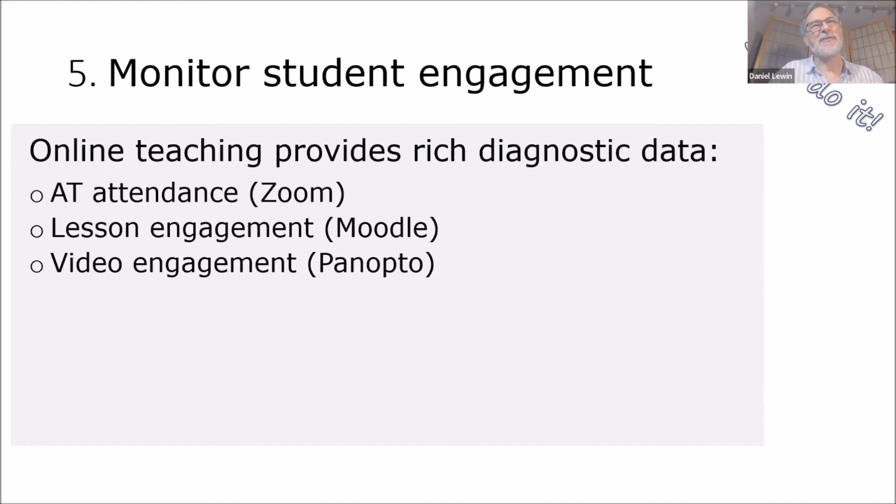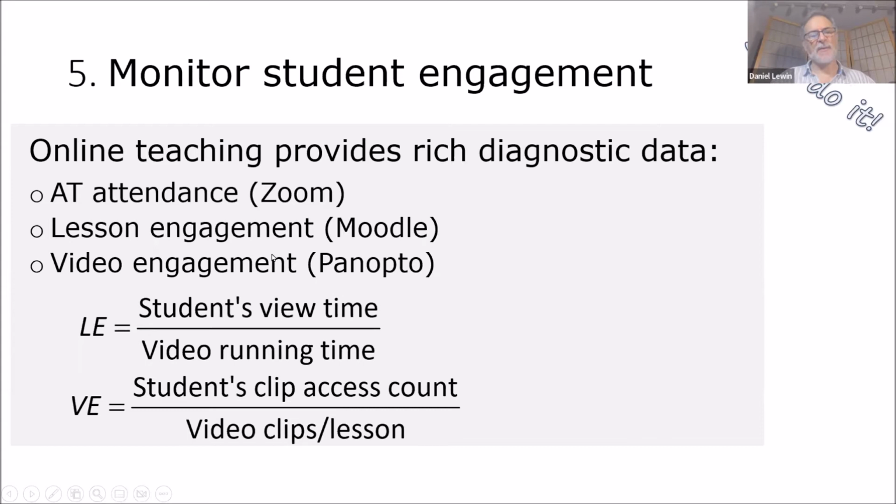There are a couple of measures that I'm looking at. Lesson engagement is the student's viewing time for a lesson, adding up all the times that he spent on all the videos in the lesson, divided by the actual video running time. So obviously LE greater than one means that either he's watched the video more than once at more than one time speed, or he's seen all the videos at least one time through. So for example, lesson engagement of like two would mean he's seen everything twice. Video engagement, VE, is the number of times students access the video clips in that lesson divided by the number of video clips there are. So again, VE more than one would mean they've watched the videos more than once, right?